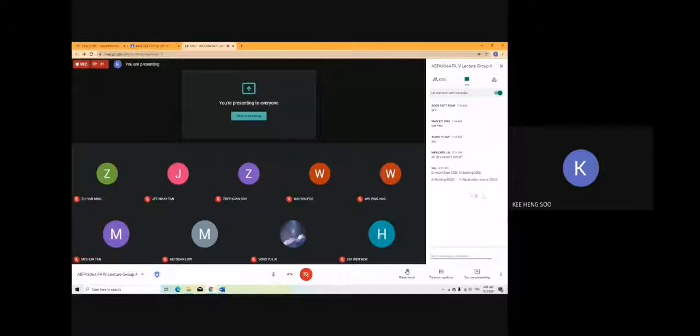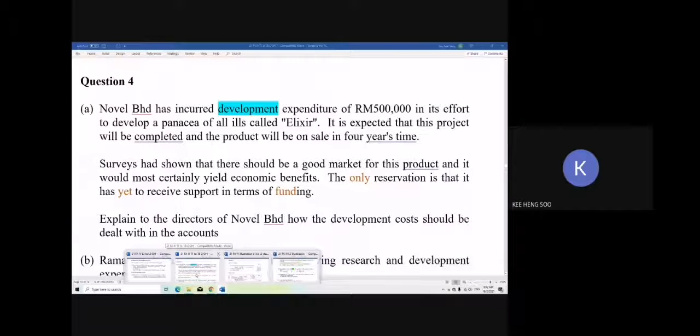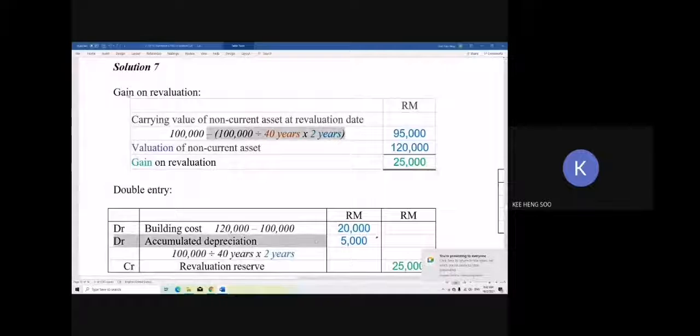Understand? You got two journal entries. You debit accumulated depreciation first to cancel it, to eliminate it. Then credit building to deduct from the building. And then your building now becomes 95. 95 compared to 120, so it's a difference of 25 increase. Credit revaluation reserve 25. So you jot down this journal entry. So instead of one journal entry, make it 2. You show it in the ledger later on by yourself.